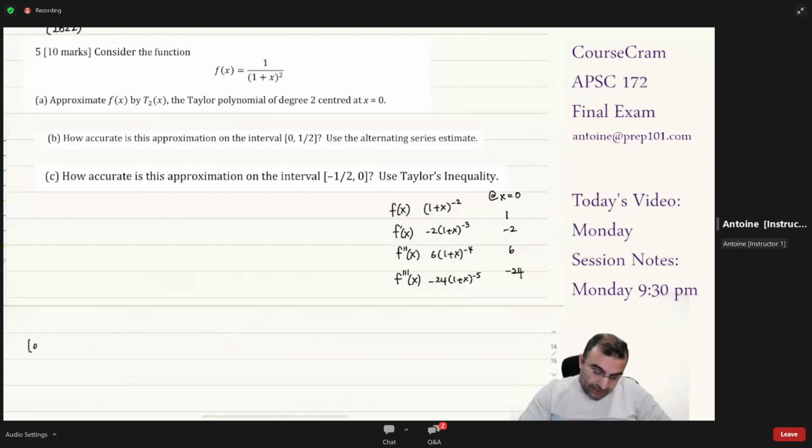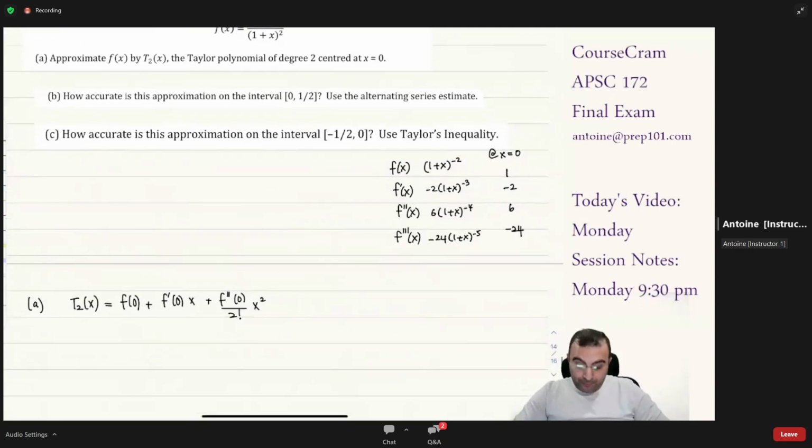So for part A, T2 of x is equal to f of 0 plus f prime at 0 times x plus f double prime at 0 over 2 factorial times x squared. So this is 1 minus 2x plus 6 over 2, that's 3x squared.